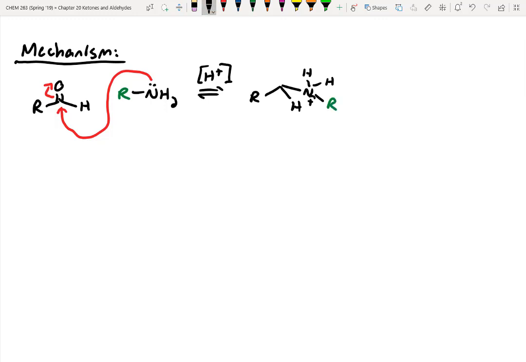Okay, so now we have this nitrogen attacked in. We've got oxygen with a negative charge now, so slightly different intermediate than we've previously seen. All right, now the next step is typically that acid will protonate the oxygen, because that's pretty unstable under these conditions.